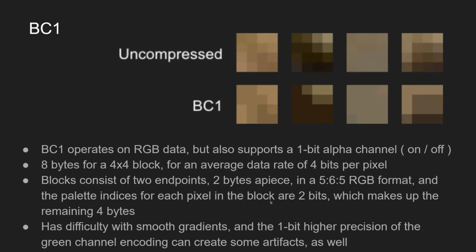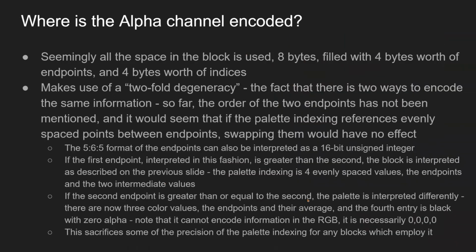You've got these 8 bytes, you've got 4 for the endpoints, and then 4 for the indexing for each pixel. Well, they make use of an interesting approach here where they call it twofold degeneracy. And basically what this means is the two endpoints can be switched and then still represent the same block essentially. Because those are evenly spaced points, when you interpolate, switching the endpoints would seemingly encode the same information.